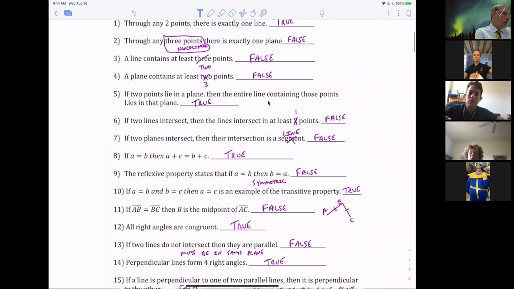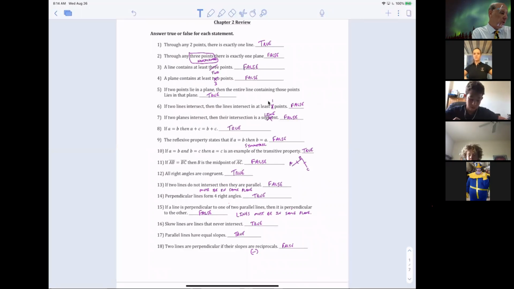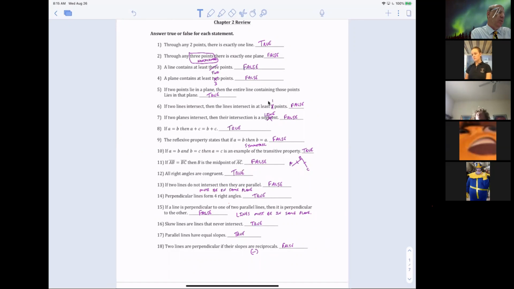Anybody have any trouble with the true and false as you were looking through them? Number 11 is a really good one. Most people thought that was true. Anything with the true and false on 1 through 18? Yes, sir. Number 4. I put true. A plane contains at least 2. A plane is not defined with just 2 points. In order to define a plane, you need 3 non-collinear points. You with me? A line contains at least 2 points. All right? Should be 3.